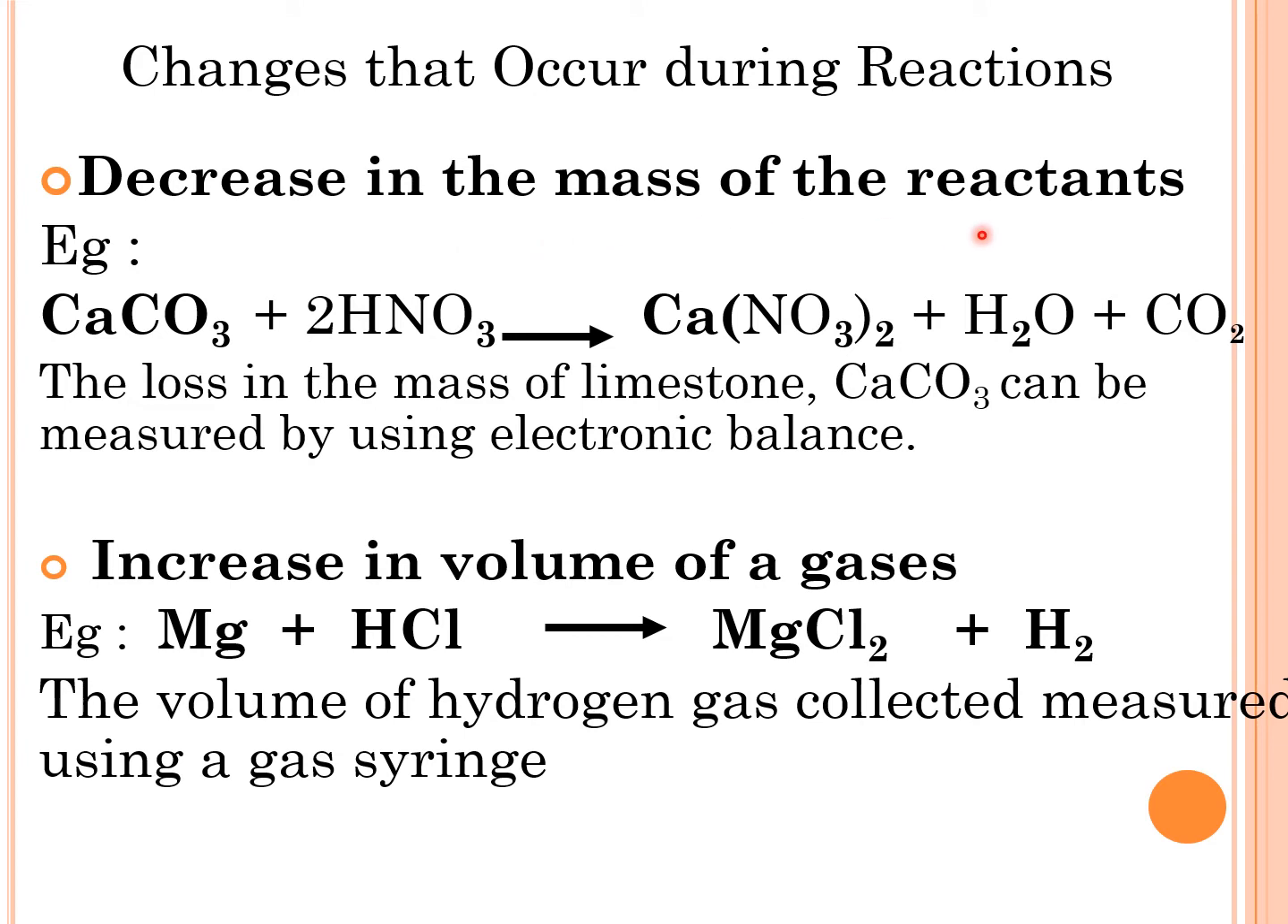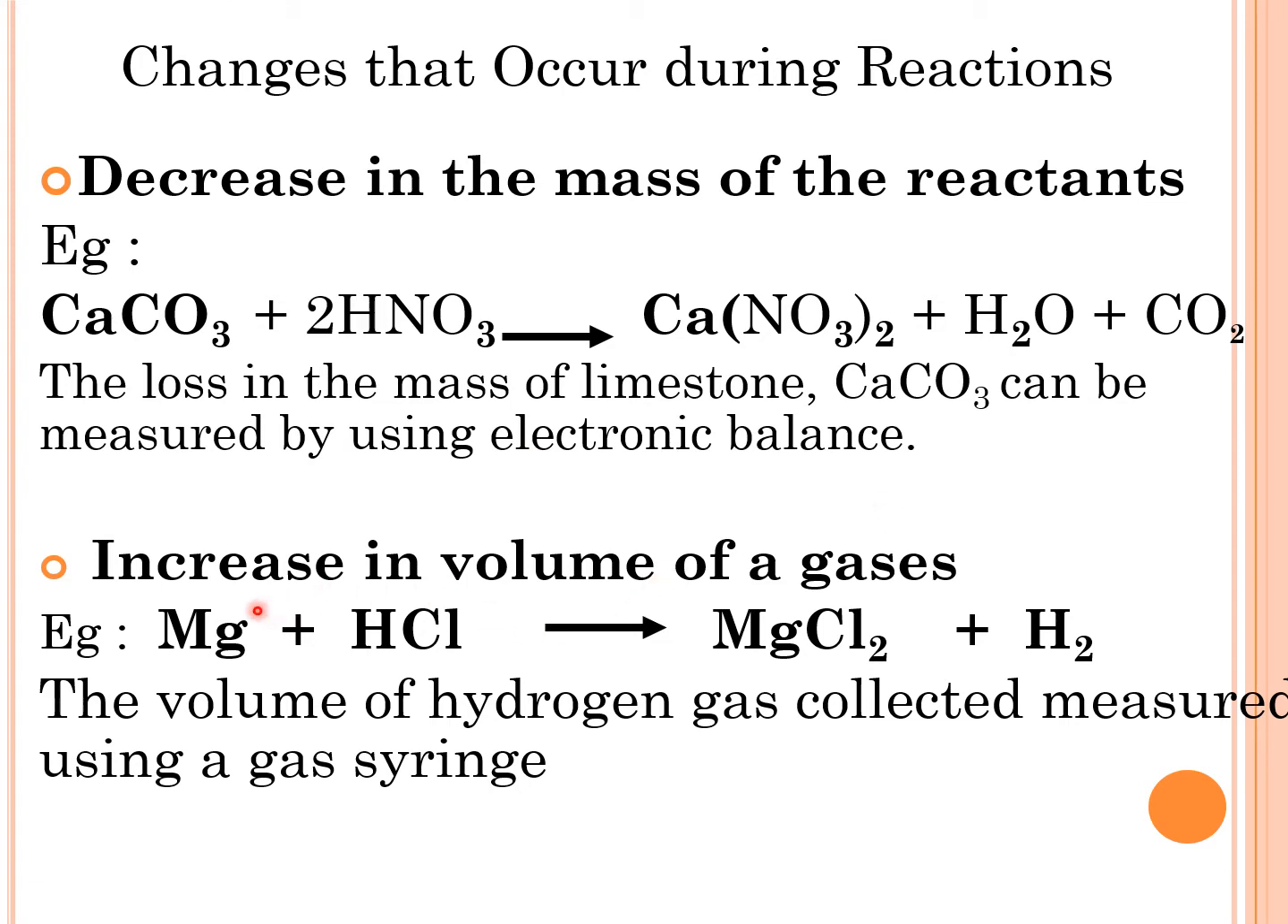Decrease in the mass of the reactant. For example, we have calcium carbonate and nitric acid. You will get calcium nitrate, water and carbon dioxide. So, yang ini kita nak ukur apa ni? Nak ukur apa? The loss in the mass of limestone. Calcium carbonate ni ada mass. Okay. So, bila massnya berkurang, itu yang kita akan ukur per dengan masa. Okay, can be measured by using electronic balance.